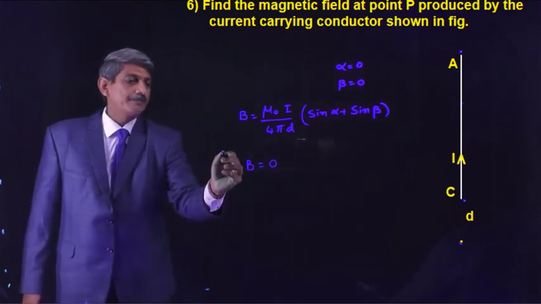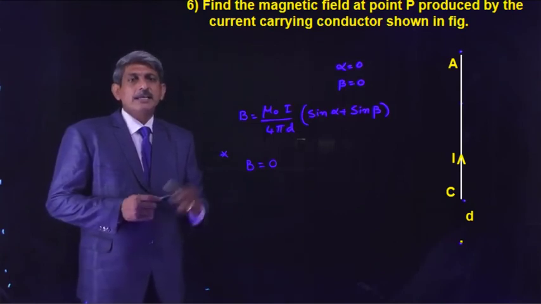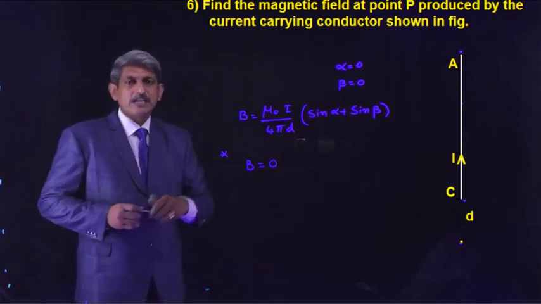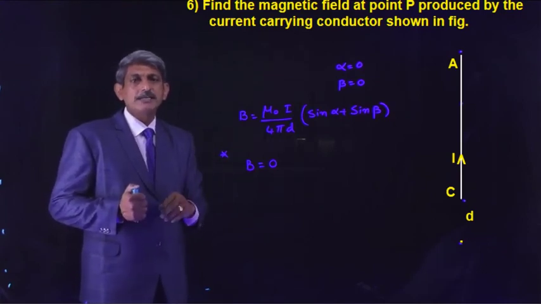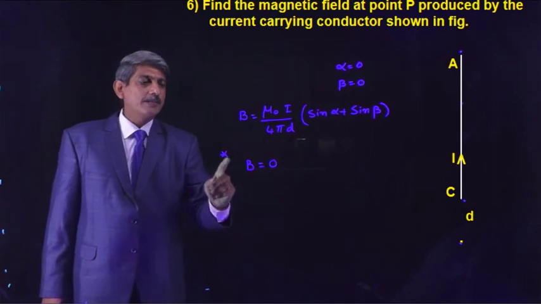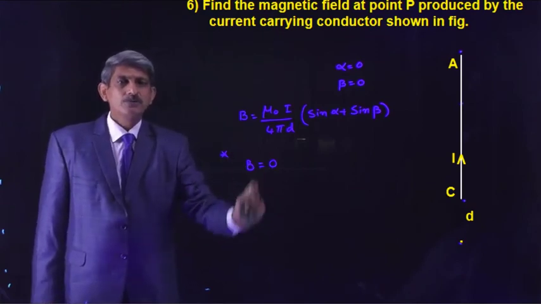Remember this point. Whenever the point P is located along the length of the wire, whether at a smaller distance or a longer distance, it does not matter, the magnetic induction at any point along the length of the wire is given by B is equal to 0.